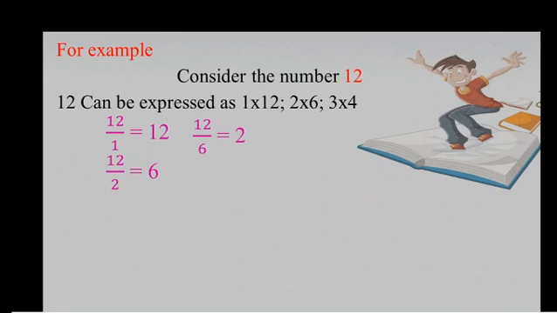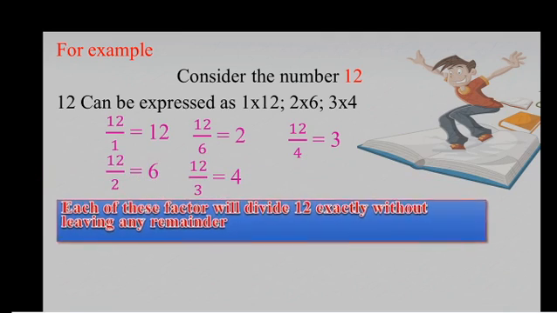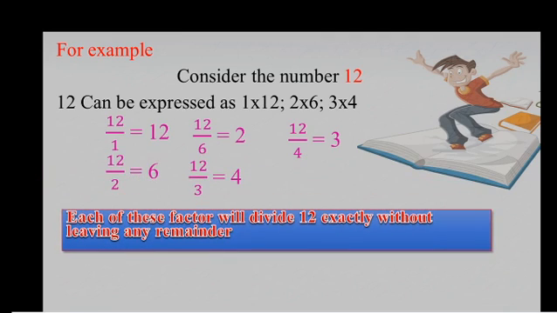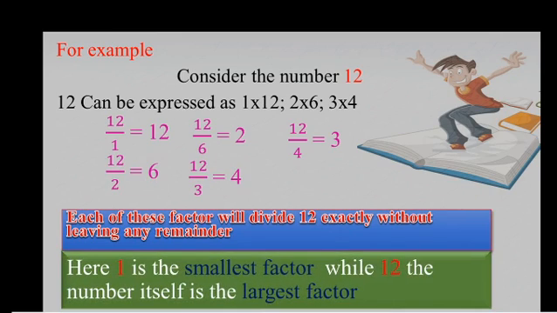When you divide 12 by 6 will get 2. There is no remainder. If you divide 12 by 3 will get 4. There is no remainder. So 12 divided by 4 will get 3. So there is no remainder. From this, each of these factors will divide 12 exactly without leaving any remainder. Here 1 is the smallest factor, while 12, the number itself, is the largest factor.